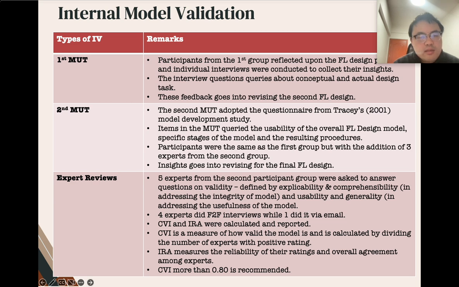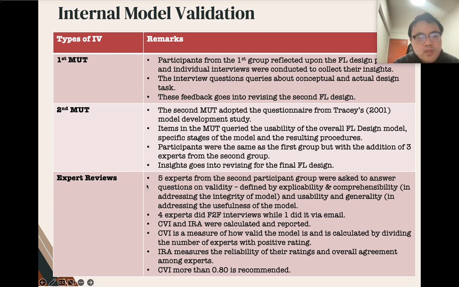At the second model usability test, the second MUT adopted the questionnaire from Tracy's model development study. The items in the MUT queried about the usability of the overall FL design model and specific stages of the model, as well as the resulting procedures. Participants were the same as in the first group, but with the addition of 3 experts from the second group. Insight goes into revising for the final FL design. So basically, the MUT is performed to help reiterate the initial design into the final design.